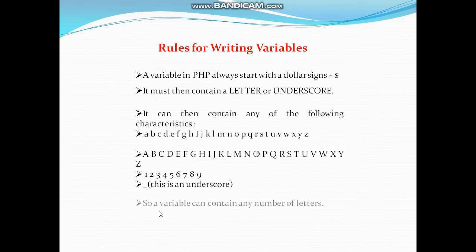The last point is that a variable can contain any number of letters. So it is not restricted to using them only one or two times. We can use lowercase, uppercase, numbers, and underscore any number of times we want. And the last point is that it must start with a letter or underscore, meaning after the dollar symbol. This is the most important point. Learners always forget this point. So we have already seen all these points.